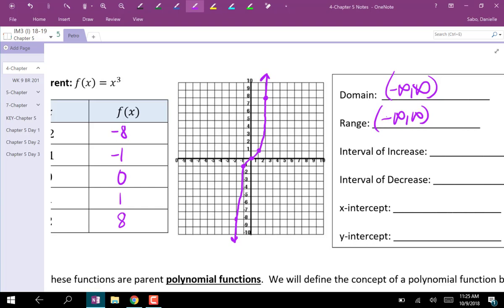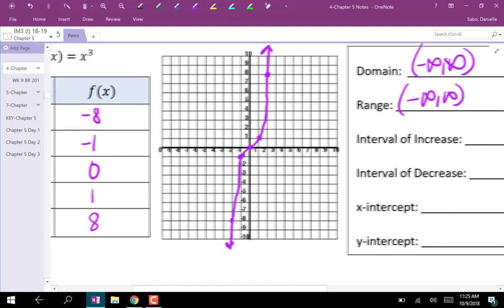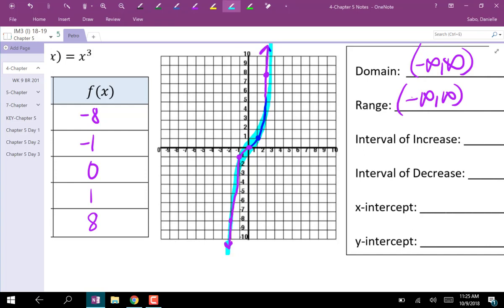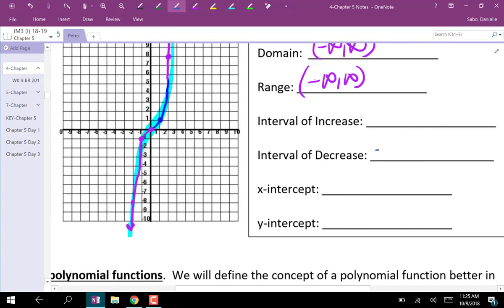Now, interval of increase and decrease. Let's talk about this. I'll make sure everyone's done writing before I move on. If you watch my highlighter, I'm going up, up, up, up, up. I never stopped increasing here. Okay, I continuously went up. I never changed directions and went down. So I don't even have decrease, because I'm always increasing. There will be cubics that it does change, but in the parent function it doesn't.